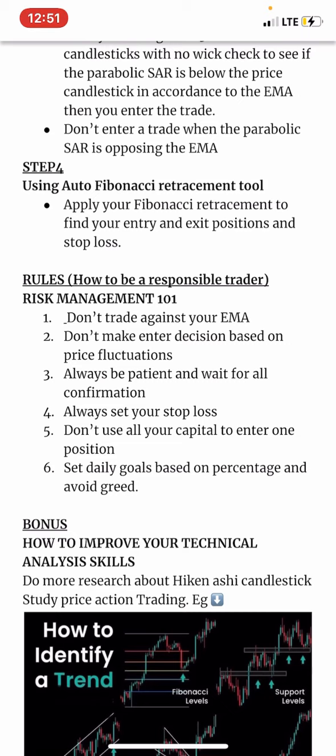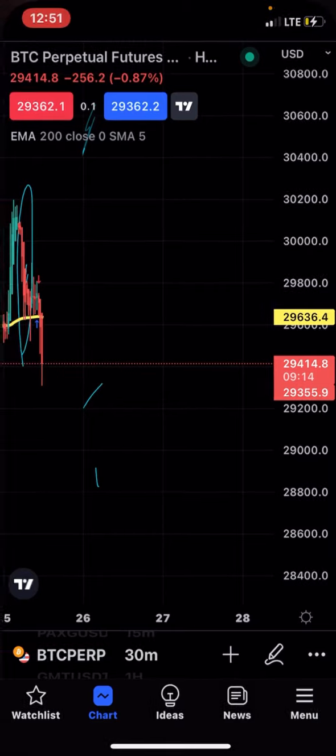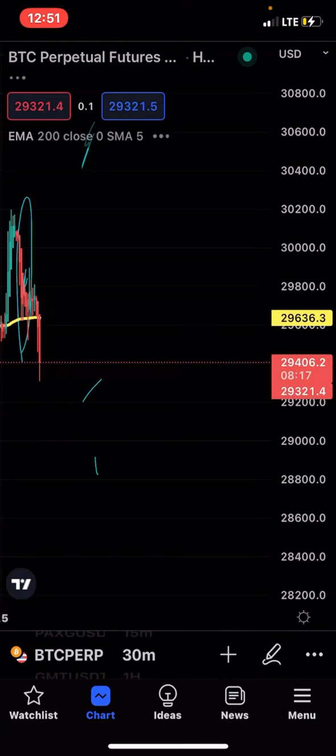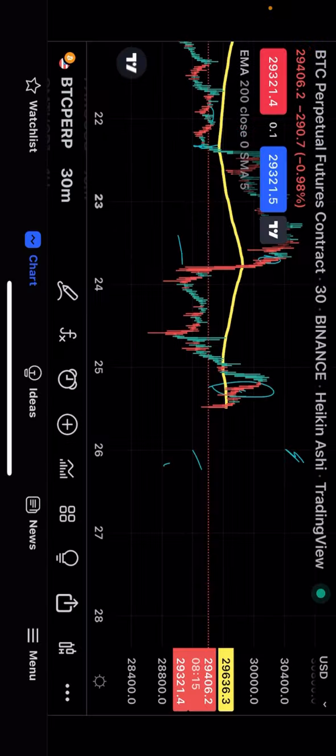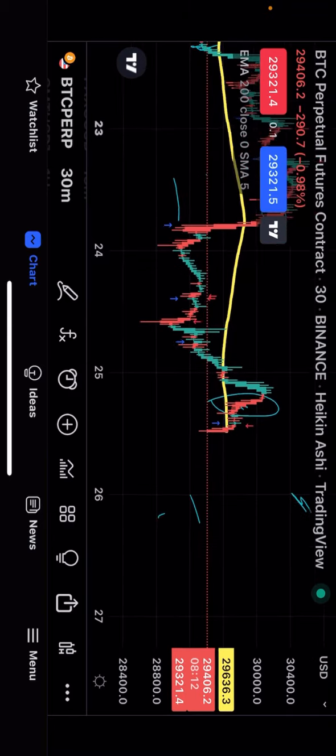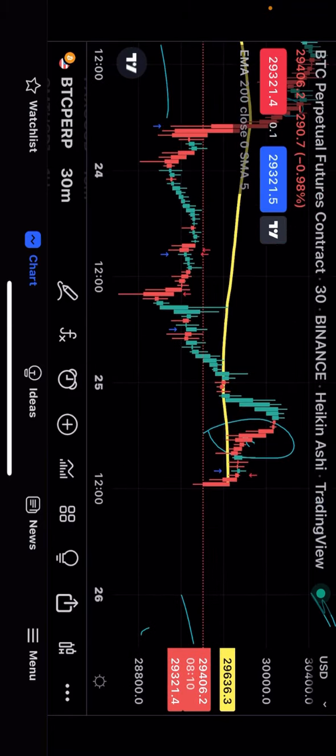So risk management 101, that's the beginner's guide. The beginner's guide to risk management is: number 1, do not trade against your EMA, that's your exponential moving average. Number 2, don't make a decision based on price fluctuation. Here's what I mean. Now, I know some of you might have noticed that the price fluctuation between is too small. Let's say I told you we could have entered from here.